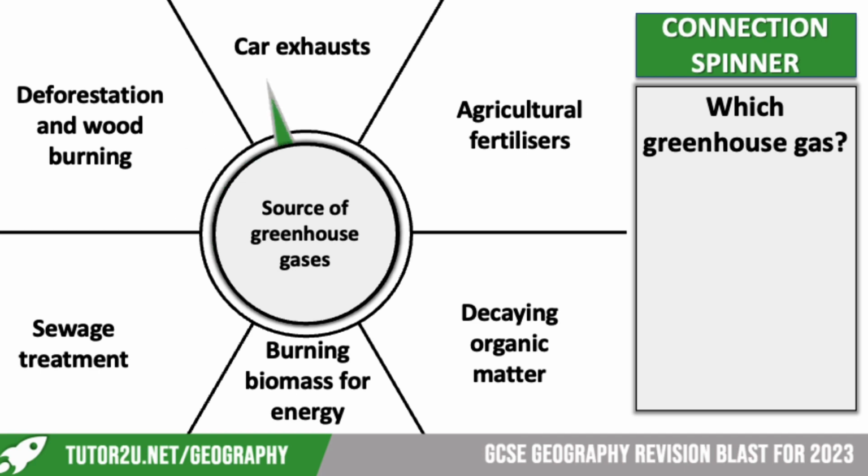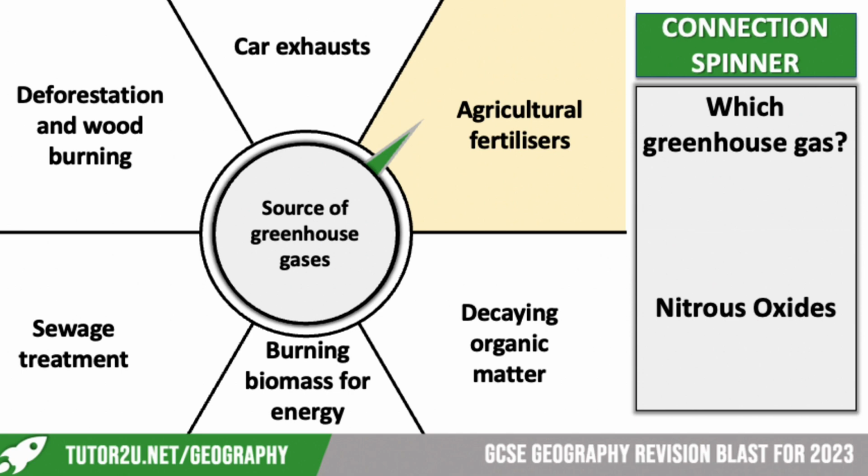Okay, we're going to have a final spin. Okay, so we've got agricultural fertilisers. So which greenhouse gas are we talking about here? Let's reveal. It is nitrous oxide. Tiny concentrations of these in the atmosphere are actually up to 300 times more effective at capturing heat than CO2.